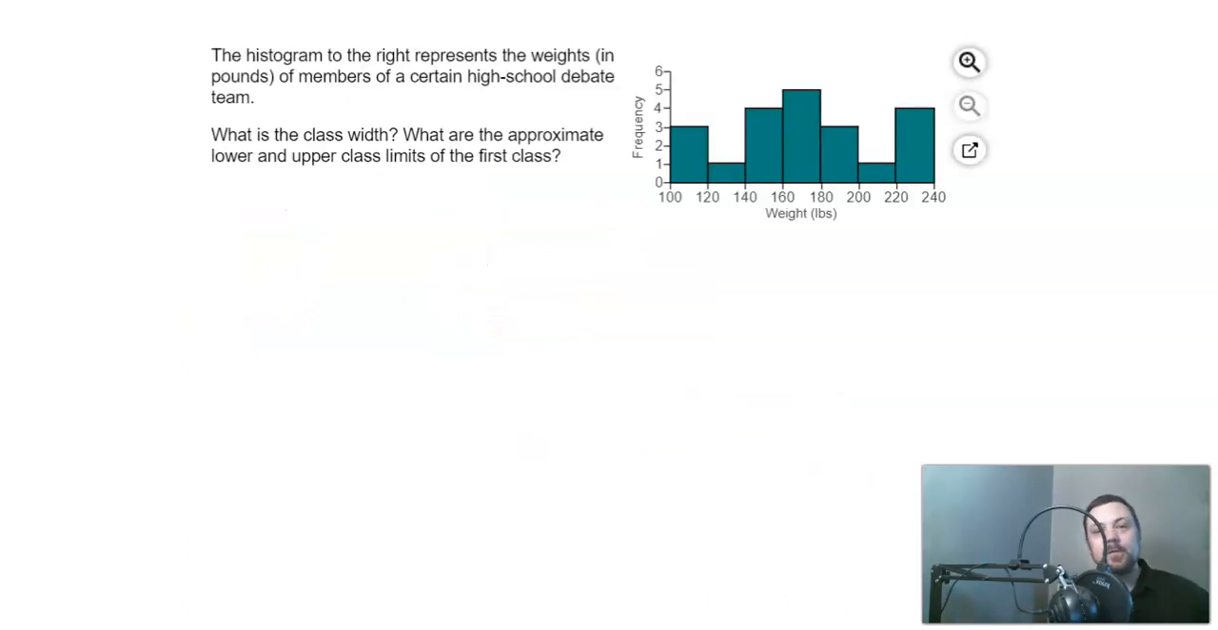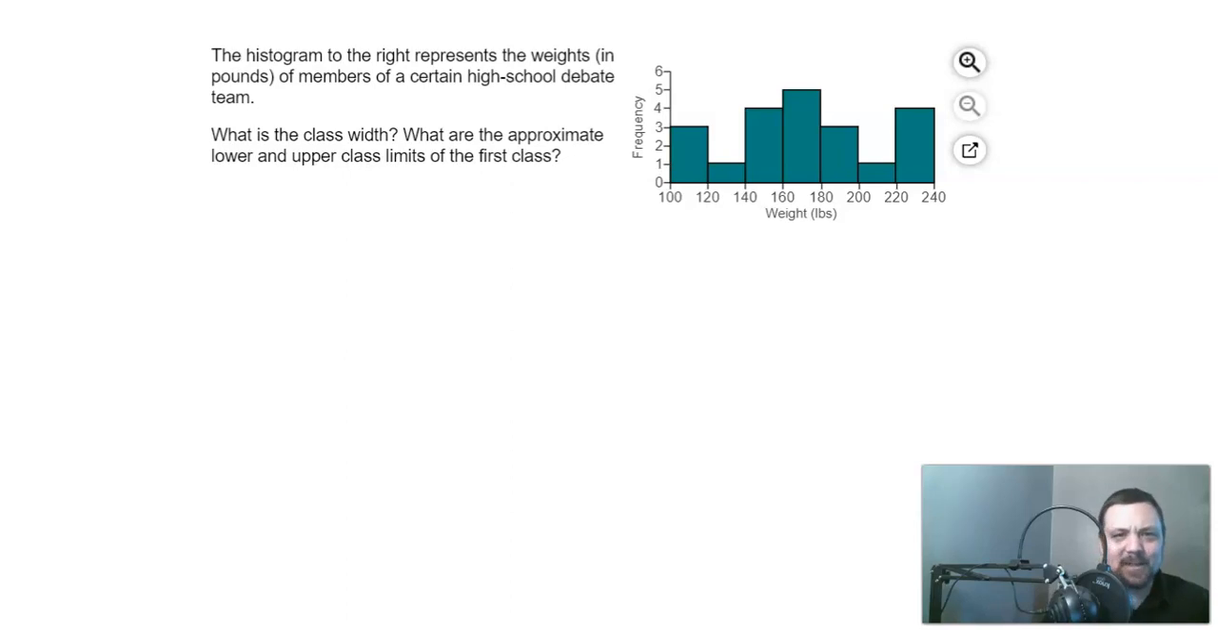Let's take a look at some examples from your homework. So here, we don't have to construct the histogram. It's given to us. So again, notice no gaps. This is what a professional one should look like. These are pretty wide too, I guess. But there's no gaps between the bars. The frequencies start at 0.